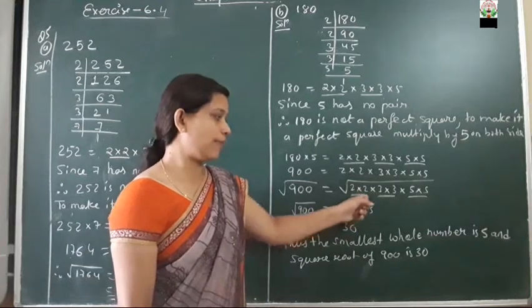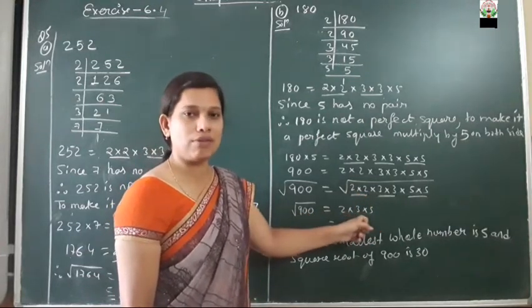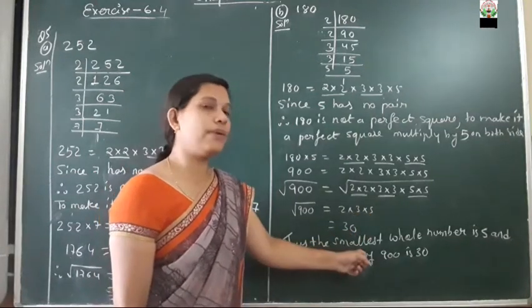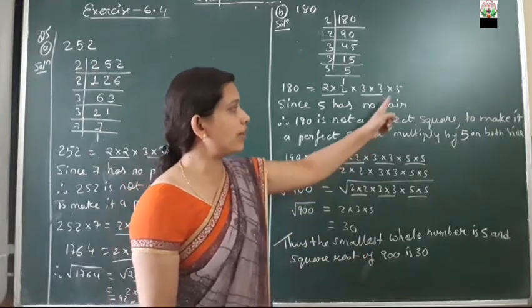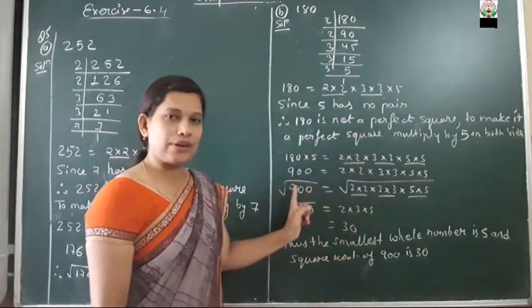So among the 9 pairs, one of each pair will come outside. So 2 into 2 as 2, into 3 will be 6, 6 into 5 will be 30. Thus the smallest whole number is what? The smallest whole number is 5, which we had multiplied on both sides to make 180 a perfect square.